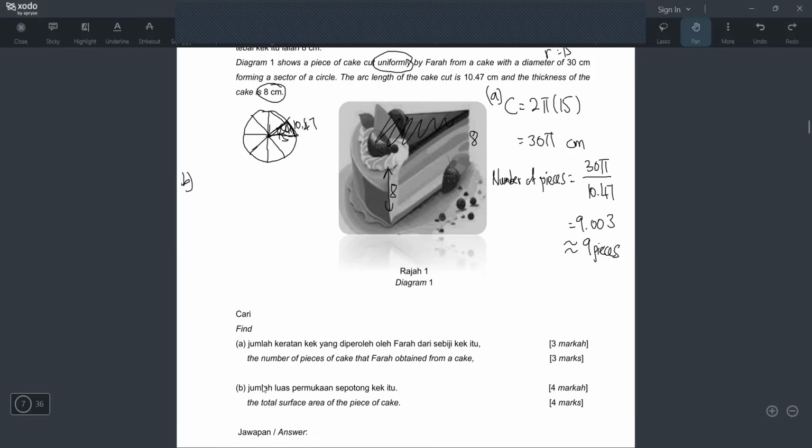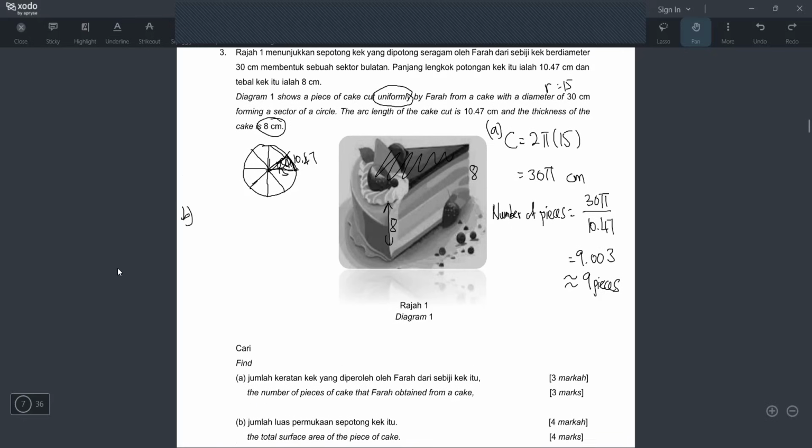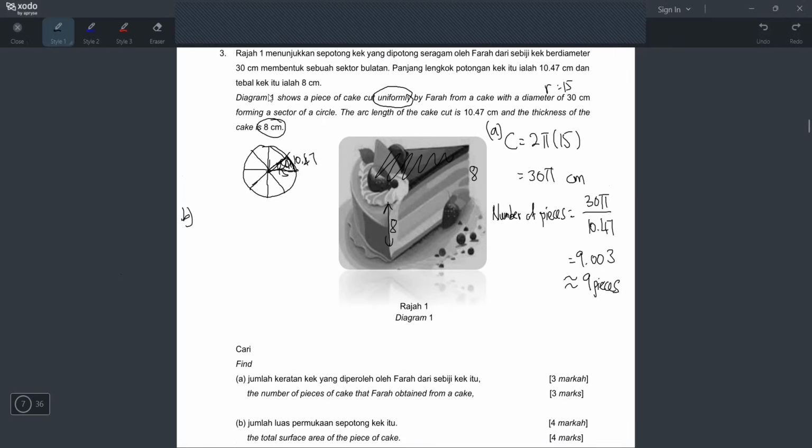Okay, so question B, find the total surface area of the piece of cake. If you want to find the total surface area, you need to know how many surfaces the cake has, right? So obviously we have the top surface, and the top surface is in what shape? It's actually a sector, right? So to calculate the TSA, which means total surface area, you have to take the top surface. And what is the top surface? It's a sector. And what formula do you use for the area of a sector? 1 over 2 r squared theta. And the theta has to be in radian.